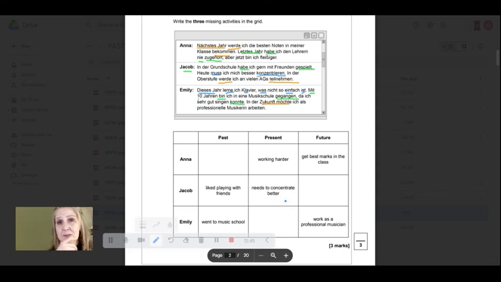But sometimes what we can do, a skill, is to discount a bit of information because it's got that time phrase which we know we're not looking for. We're not looking for the past for Jakob. We're not looking for the past for Emily, but we are looking for the past for Anna. So with the nächstes Jahr, we know we don't need that little bit. We're looking for a time phrase for the past. Alles klar? Wunderbar.